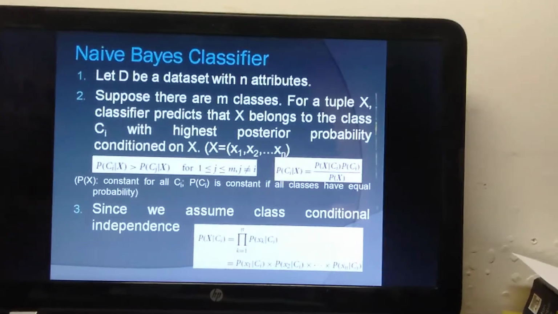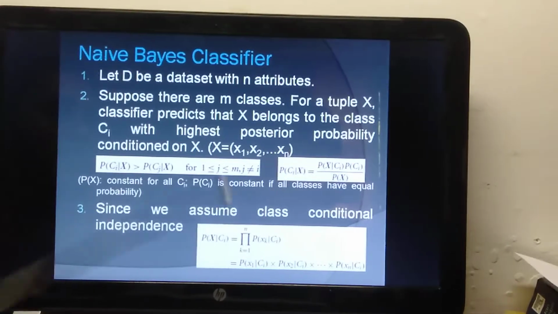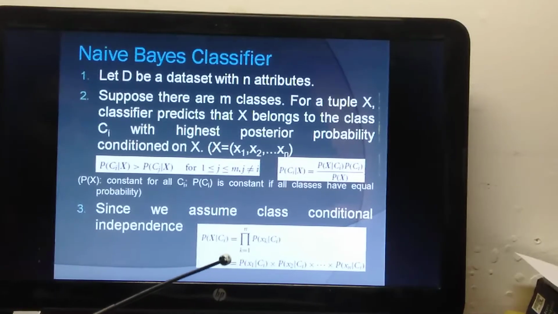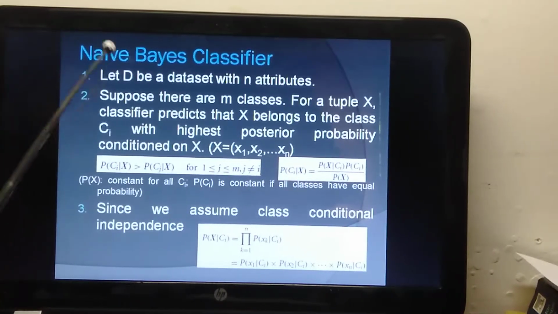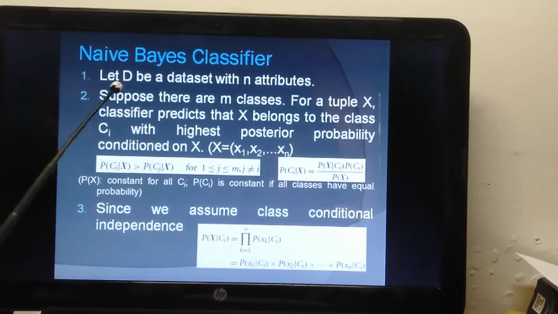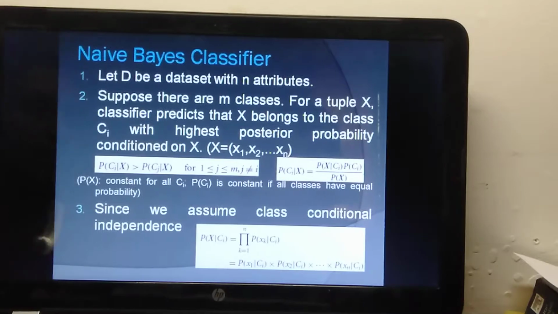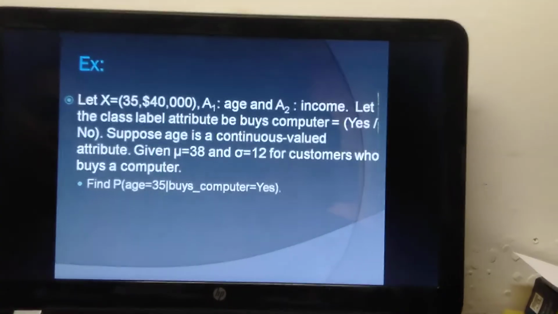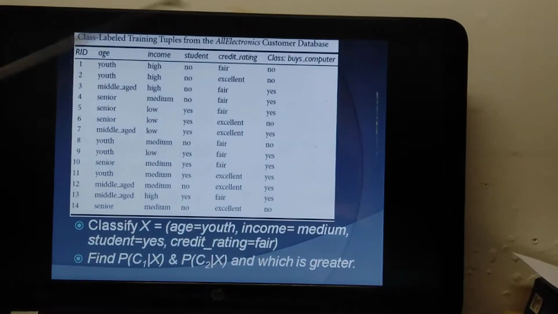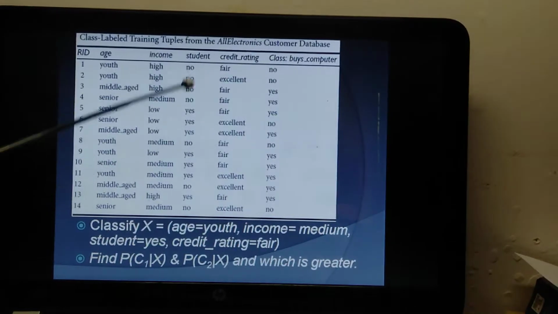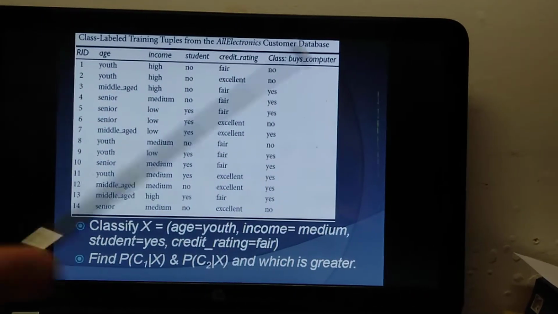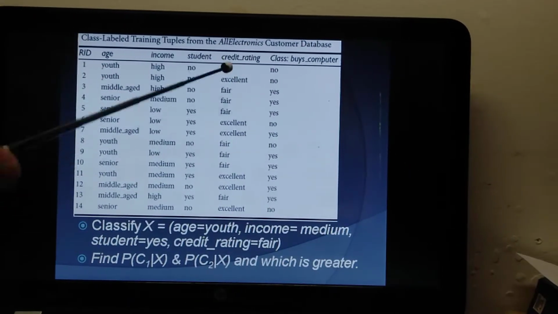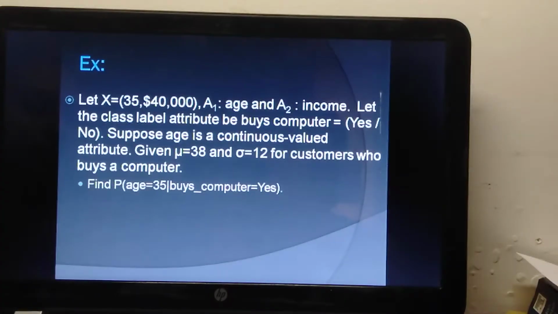Okay, now let's go for Naive-Bayes classifier. Once you know the Bayes theorem, then we can just apply it to the classification problem. Now pay attention. There is a data set D with n attributes. So the number of columns is the n attributes. So we have over here a data set D with 1, 2, 3, 4 attributes. This is the class, so it's not counted as an attribute. That's the hypothesis. So 1, 2, 3, 4 attributes are there in this particular data set.